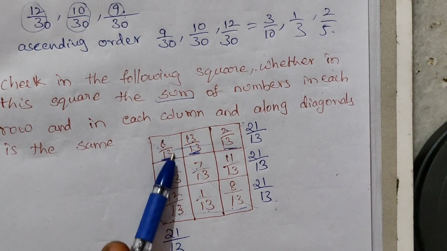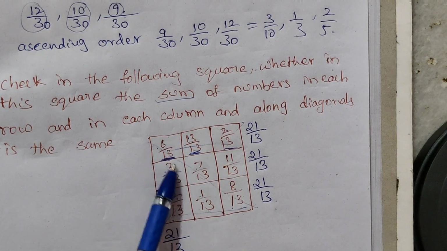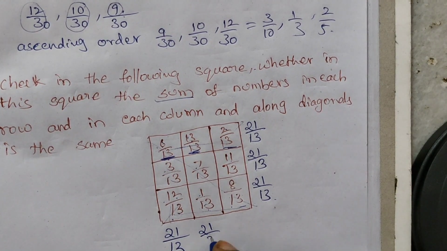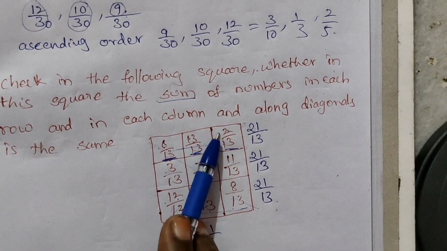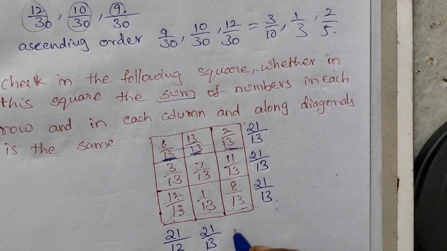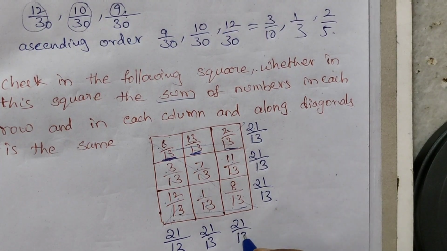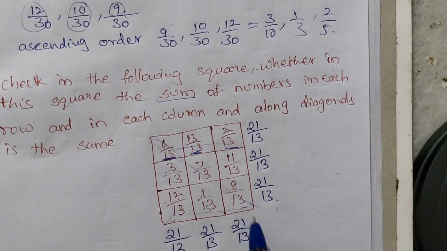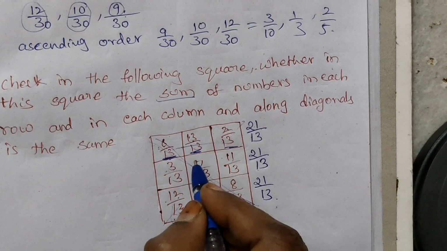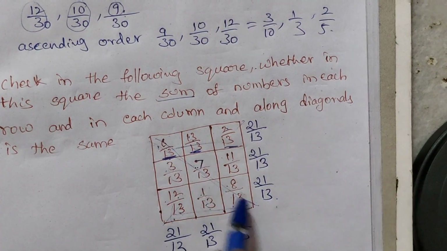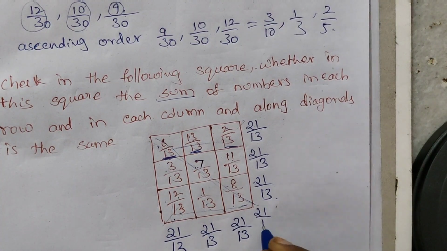Next column. 13 plus 7, 20. 20 plus 1, 21 by 13. Next, here 2 plus 11, 13. 13 plus 8, 21. So, along columns, along rows, we are getting the same answer. That is 21 by 13. Now, I'll add this diagonal. 6 plus, here 7 we have. 6 plus 7, 13. 13 plus 8, 21 by 13.